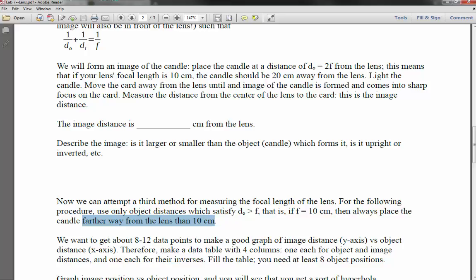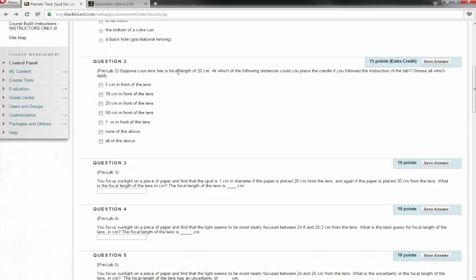So the answer to this question, given focal length 20 centimeters: we need to use distances which are bigger than 20 centimeters. These three distances are all bigger: 50 centimeters, 25 centimeters, 1 meter. 1 meter is 100 centimeters.